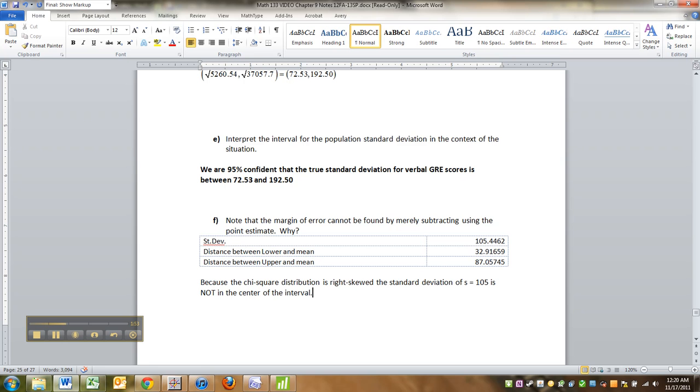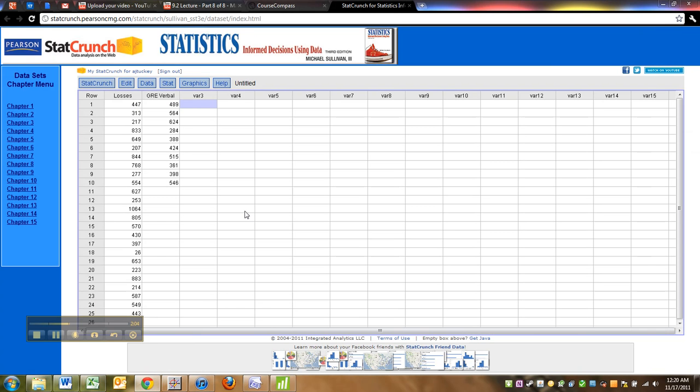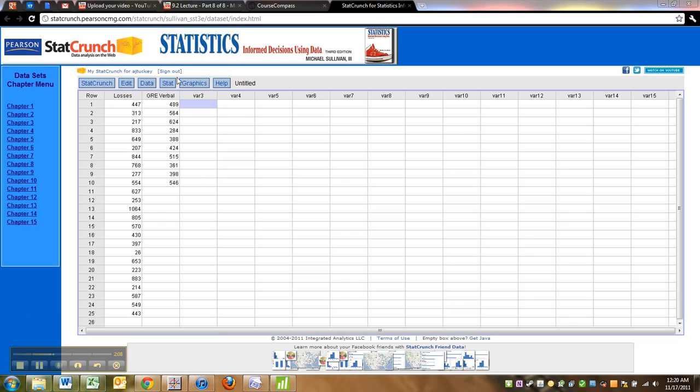And actually, before I go on to 9.5, I did want to talk about one other thing, which is this whole interval business. Now, I did it longhand with Excel, and that's wonderful and great, but I also wanted to show you that you could do it in StatCrunch. Remember, StatCrunch is in your tools for success in the course panel. Now, I actually typed in the GRE verbal scores right here.